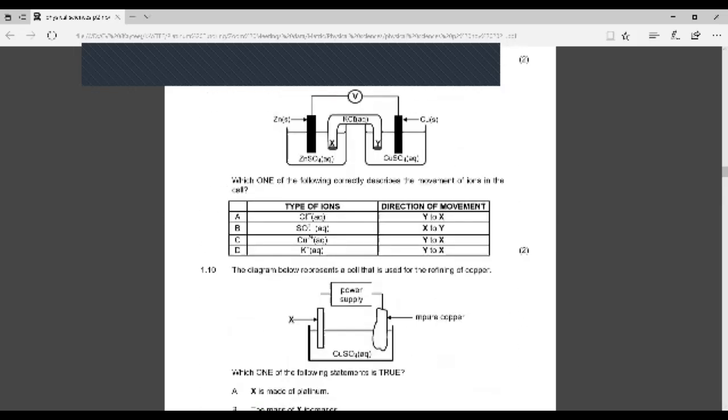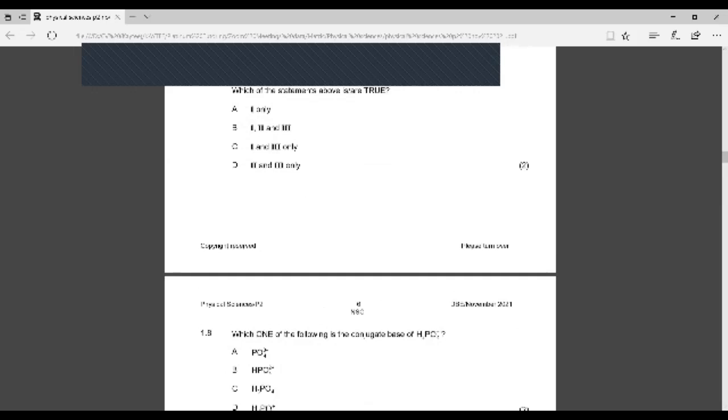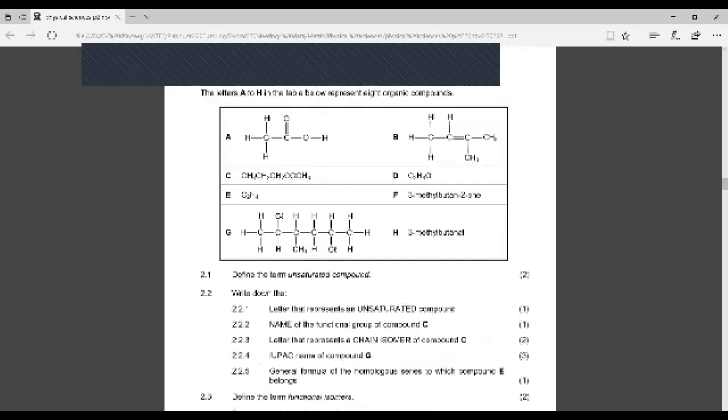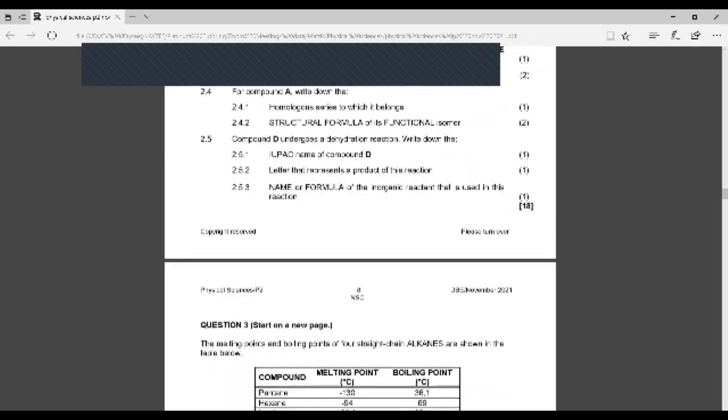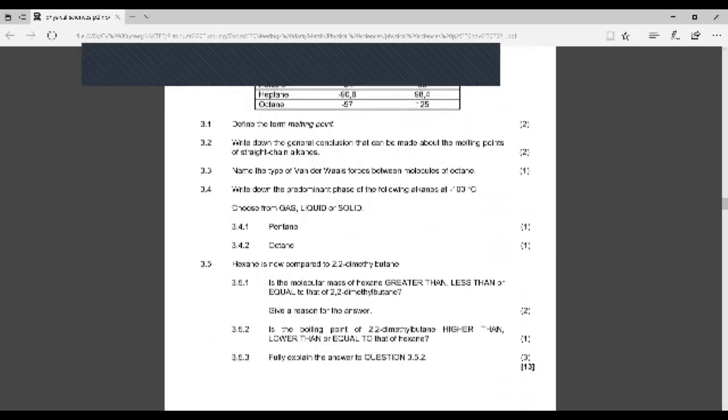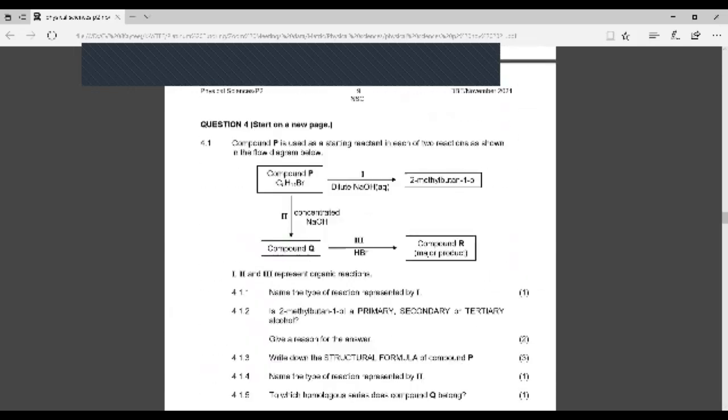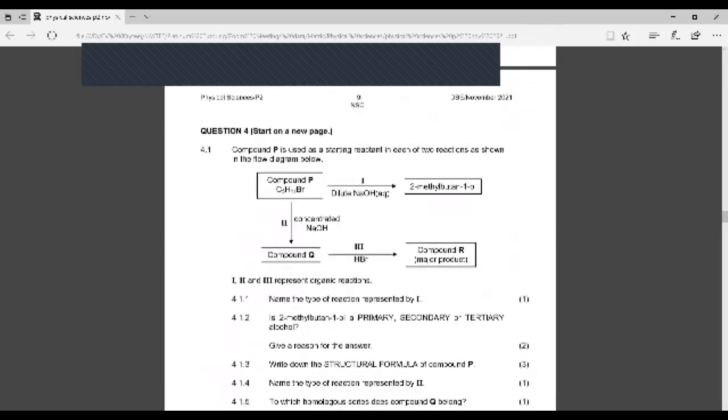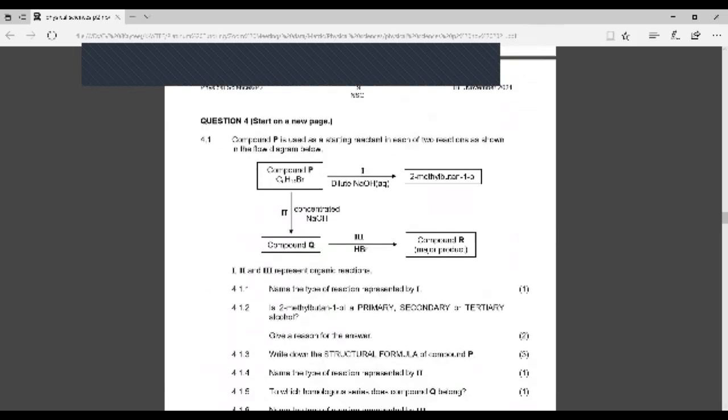All right, so let's first be professional chemists a bit. This is what your paper looks like. This is 2021. This is the paper. Question 4 is where you find your reactions.